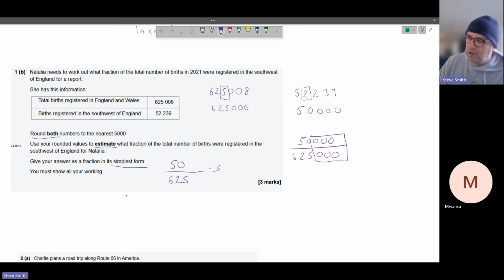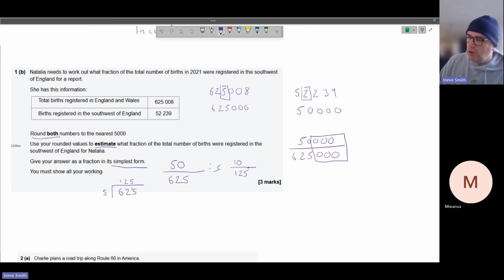50 divided by 5 is 10. 5 times 10 is 50. This one, I'm not sure off the top of my head, so I'm just going to do a quick bus stop for 625. 5 into 6 is 1, 1 left over. 5 into 12 is 2, with 2 left over. 5 into 25 is 5. So I've now shrunk my fraction into 10 over 125.